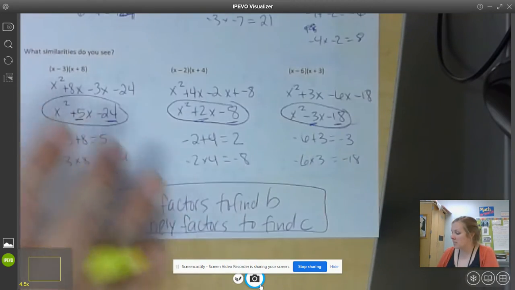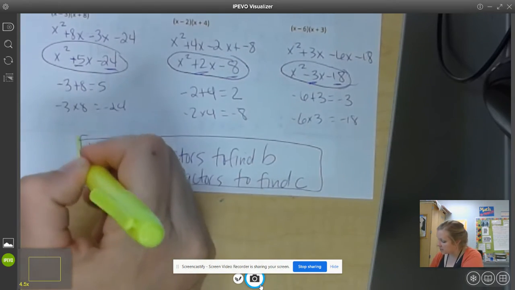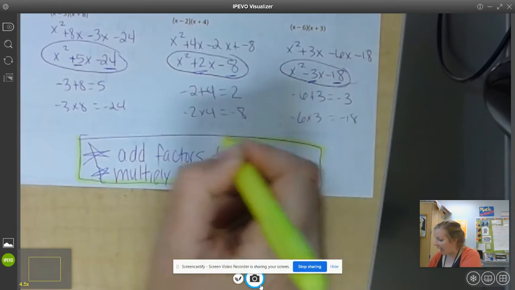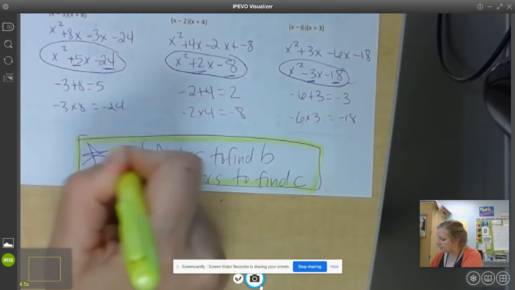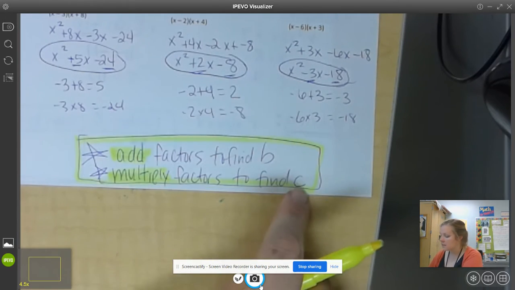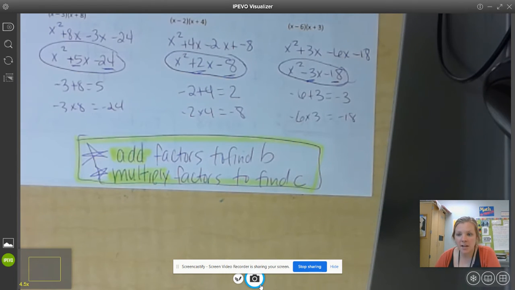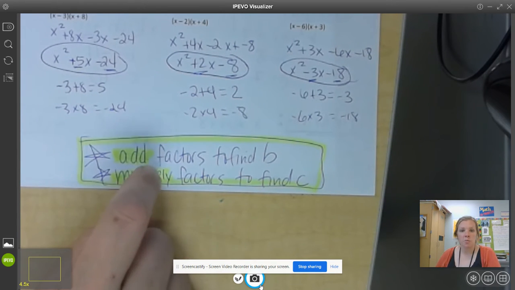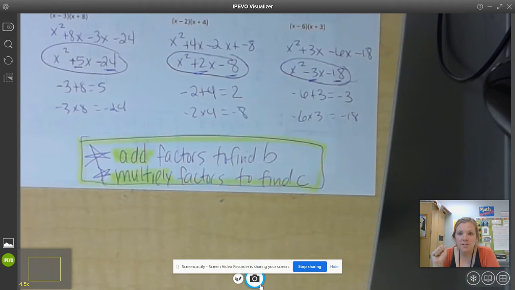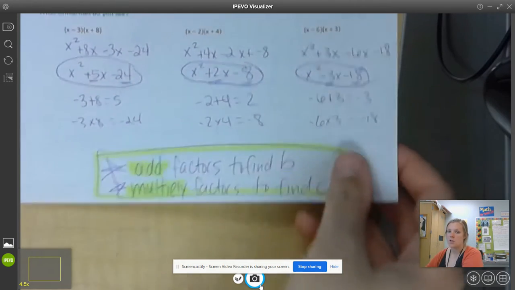And so we're going to use this fact. This is the important part here. We add to find B. We multiply to find C. We add to find B, and we multiply to find C. So I'm hoping that you'll write that down in your notebook. We're going to add the two factors to find the B term. We multiply the two factors to find C, which means when we try to go backwards, we're going to be brainstorming. This is a guess and check process. We're going to be brainstorming numbers that multiply to be C and add to be B. So here we go.